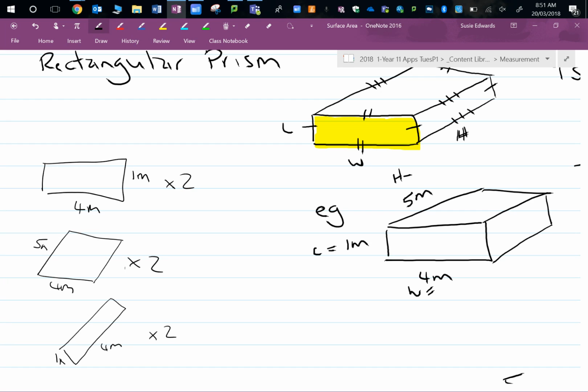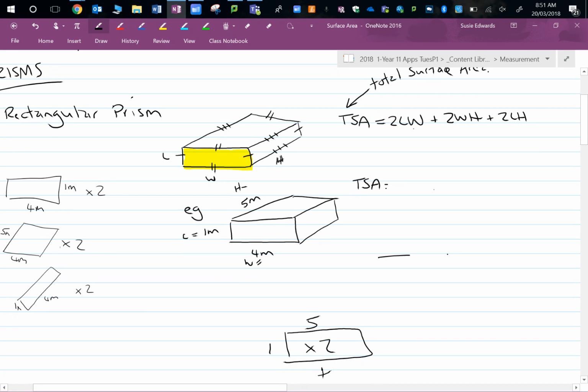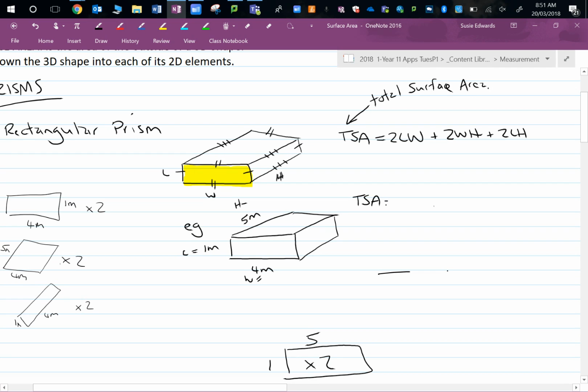So if we use this in terms of L, W and H, this could actually be made into a formula. As I said, this formula is not on your formula sheet. The way we could do that is 2 lots of length times width plus 2 lots of width times height plus 2 lots of length times height. That's going to find your TSA. What's TSA stand for? Total surface area.